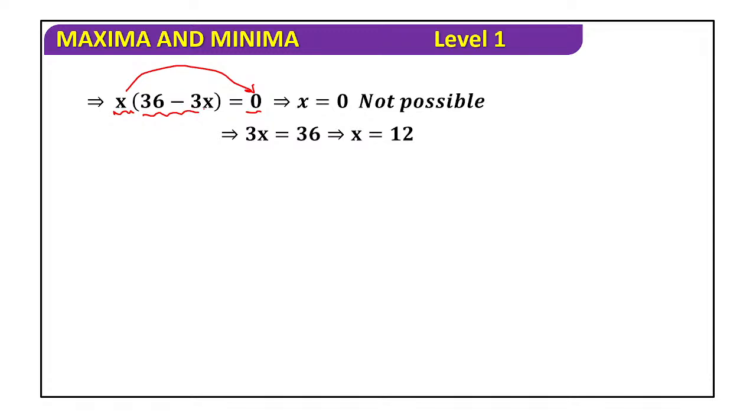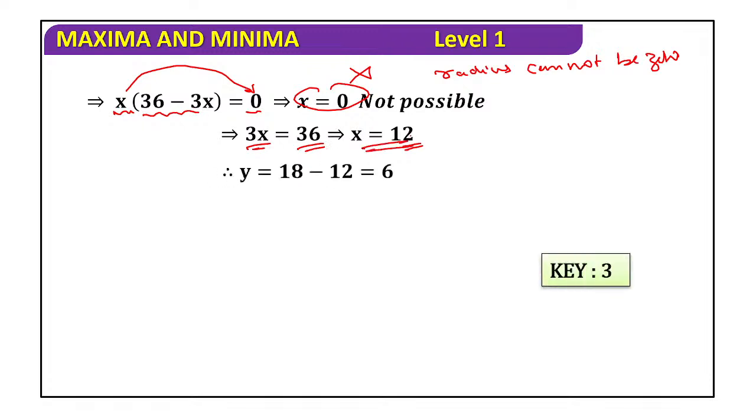To simplify 36 minus 3x equal to 0, you will get x equal to 12. X equal to 0 is not possible because radius cannot be 0. So therefore, 3x is equal to 36 and x will be equal to 12. Once if you take x equal to 12, y will be equal to 6. Okay. X equal to 12 and y is equal to 6.